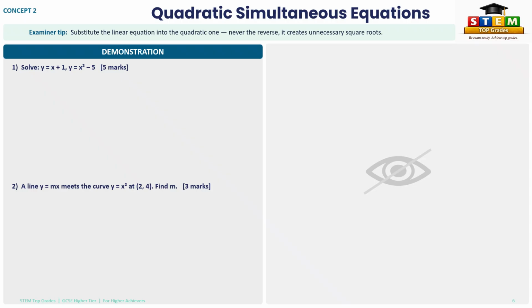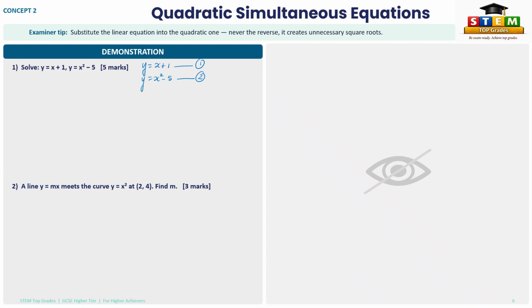So y is equal to x plus 1, and y is equal to x squared minus 5. These are the two equations that we're going to have to solve simultaneously. So let's start by labeling those equations. y is equal to x plus 1, that's equation number 1. y is equal to x squared minus 5, that's equation number 2.